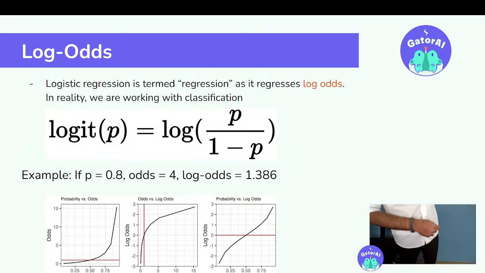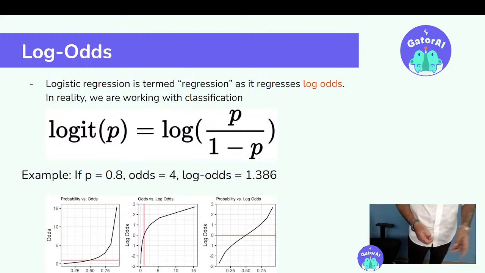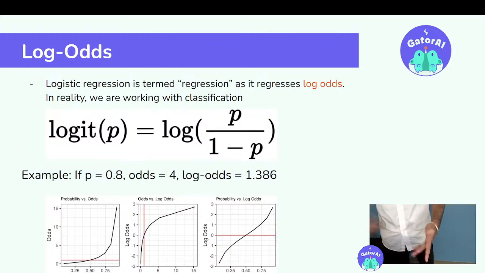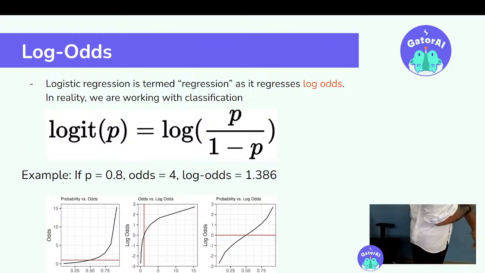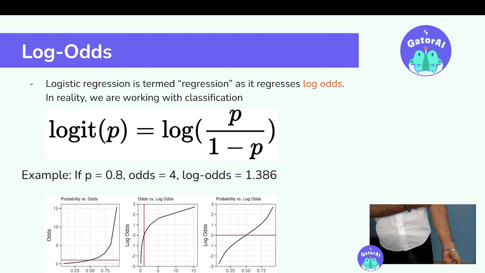So we have the example here where p is 0.8. In this context, that means we have an 80% chance of success, right? So that means we have a 20% chance of failure. And if you want to calculate the odds, you would just plug it into this log odds model. So if you plugged in p as 0.8, you would ultimately get 4. So that means the event is 4 times more likely to happen than for it to not happen.